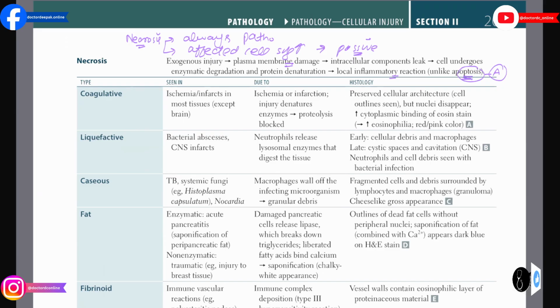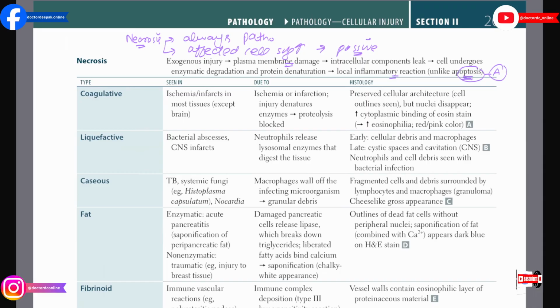So it means when the plasma membrane remains intact, then there is no degradation of enzymes. You can say there is no degradation of enzymatic proteins and denaturation of the protein will occur, because the intracellular components are not going to be leaked because the plasma membrane is intact.